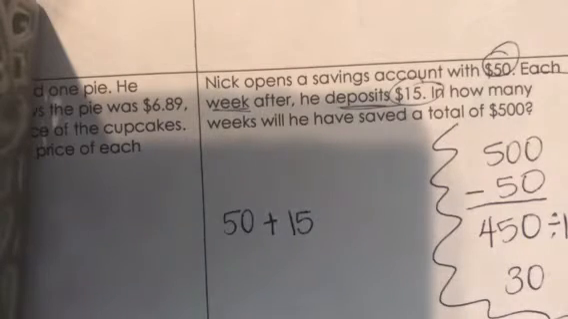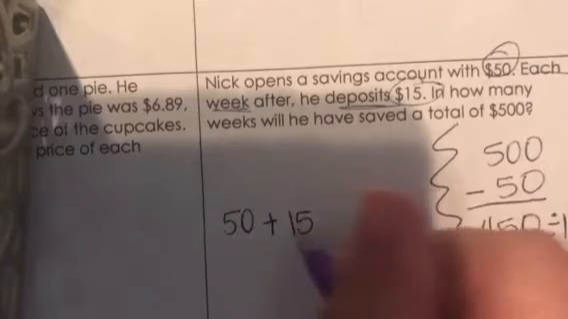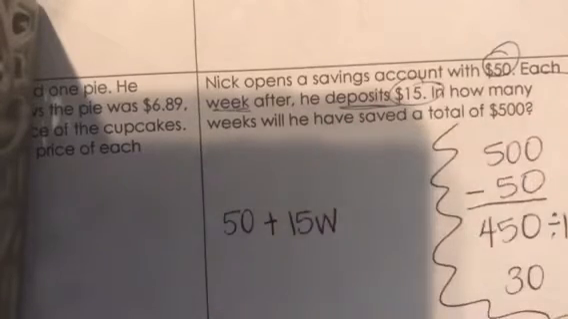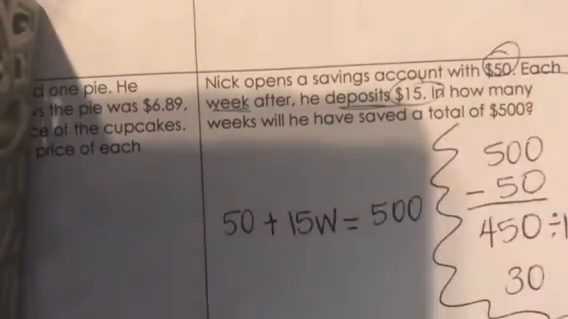An easier way to add 15 plus 15 plus 15 and so on is to use multiplication instead of repeated addition. So we're going to multiply this $15 times the number of weeks he puts money in. And we know that he wants a total of $500. So this is what he started with. We know that he starts out with just $50. He's going to add $15 every week until he gets a total of $500.